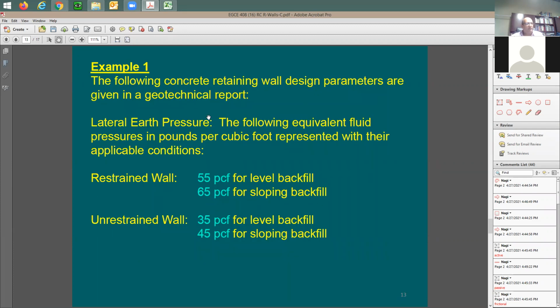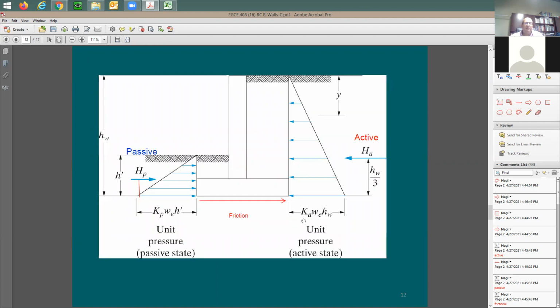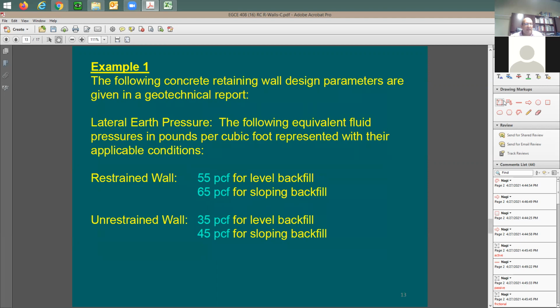We have this example. It says concrete retaining wall, and here are the design parameters in the geotechnical report. It says for a restrained wall, like a basement, you're going to have 55 pounds per cubic foot. They said we're not going to give you gamma times h, and we're not going to give you the K value. Instead of giving you Ka or Kp, we're just going to give you Ka multiplied by gamma right away. So this value here is equal to Ka. This is going to be restrained, which means K sub 0. So this value here is going to be K multiplied by the unit weight.